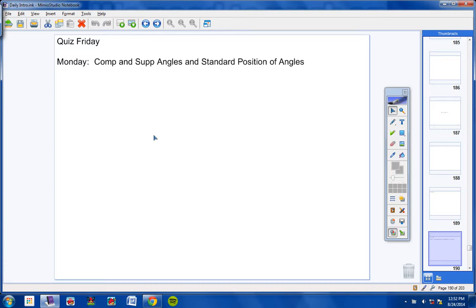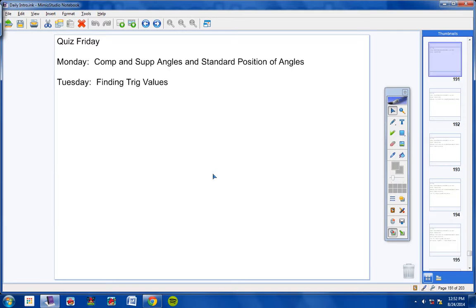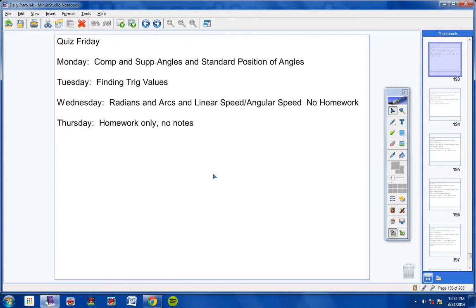Here's the schedule for the week. Today we're going to look at complementary and supplementary angles using radians, also standard position of angles. On Tuesday we're going to look at finding trig values using right triangles. That should be a review for you for the most part. Wednesday we're going to look at radians and arcs and linear speed compared to angular speed. There will be no homework Wednesday, so you'll like that. However, on Thursday there'll be no notes, so you'll also like that. So on Thursday, no notes. You'll work on homework the entire hour on Thursday, okay?